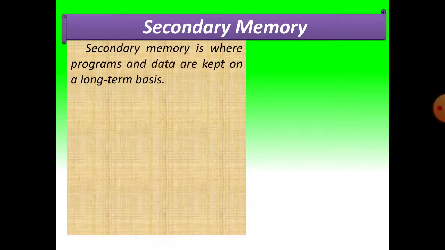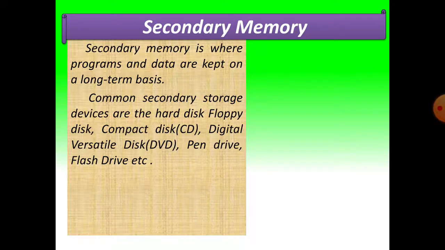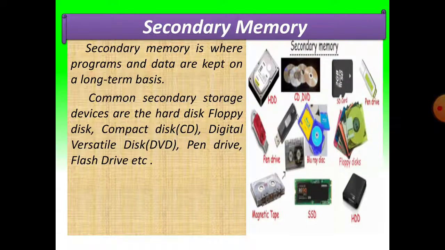Now secondary memory. Secondary memory is where programs and data are kept on a long term basis. Common secondary storage devices are the hard disk, floppy disk, compact disk or CD, digital versatile disk or DVD, pen drive, flash drive, etc. And here are some secondary memories.